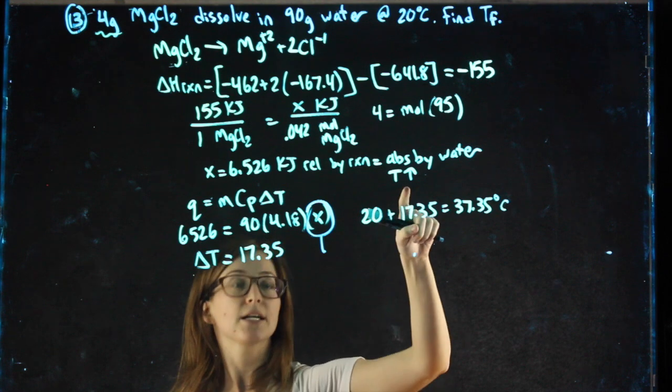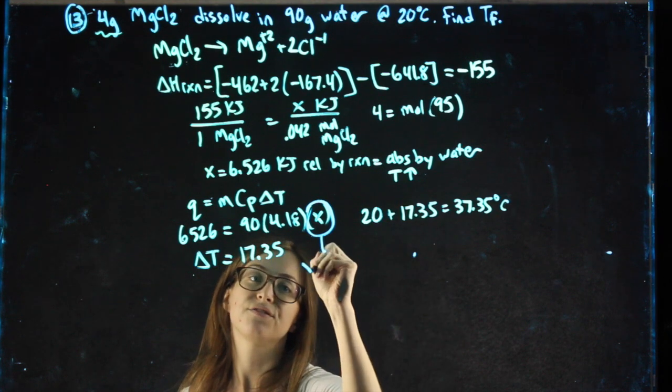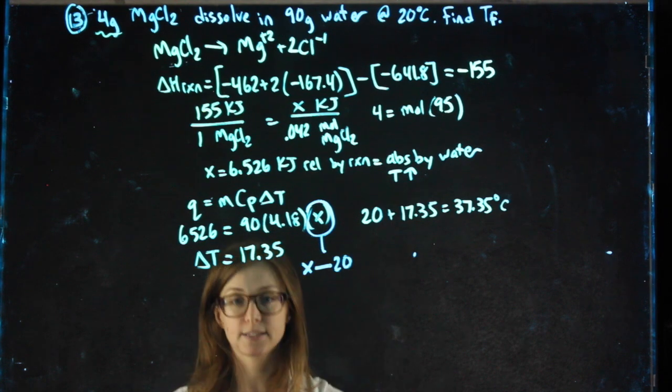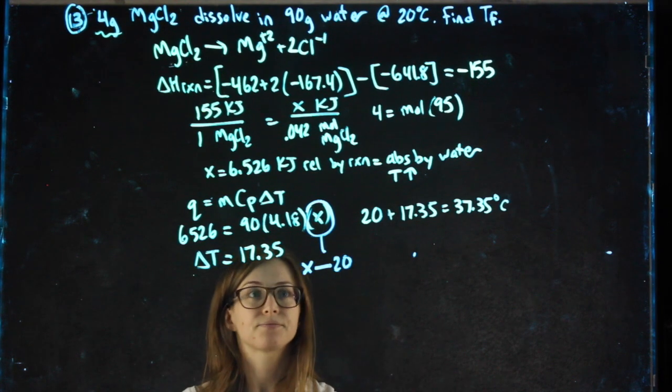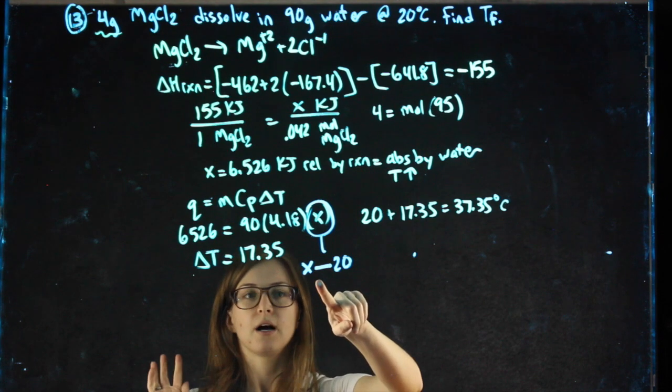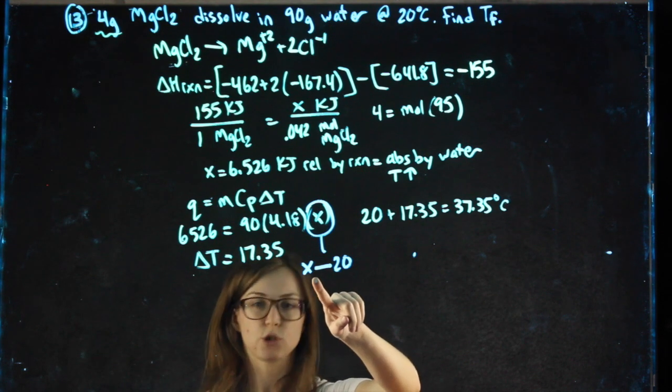If instead of just using an X here, you wanted to have your X represent your final temperature, because the water is getting warmer, its final temperature is bigger than its initial. I would set this up as X minus 20. When I solve for X on this one, that's my final temperature. I wouldn't do anything else to it.